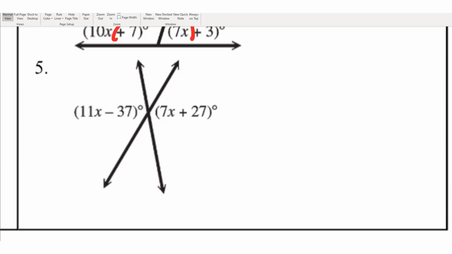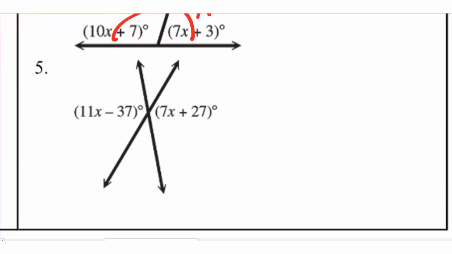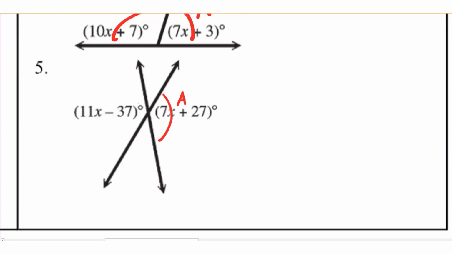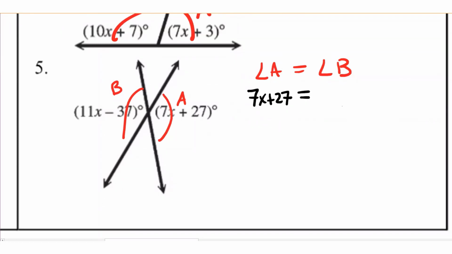So remember when we had them marked, excellent, Shannon. When we had them marked as A and B, I said angle A is equal to angle B. That's the relationship we have to use to set up the equation. What will the equation be? What is A in this case? 7x plus 27, good. So 7x plus 27 equals 11x minus 37, very good.